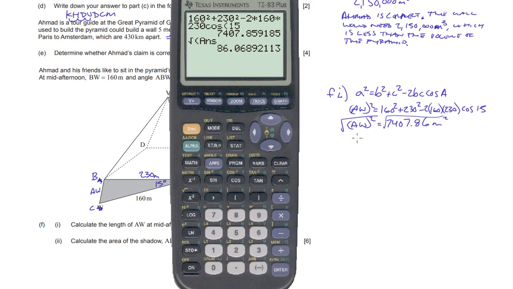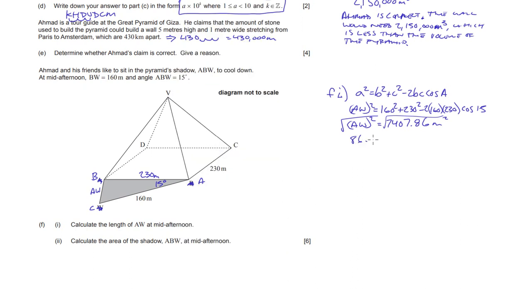So we end up getting the AW is 86.0689. So we want to round it to the third significant digit, right? So we get 86.1 meters is going to be the length of that shadow.